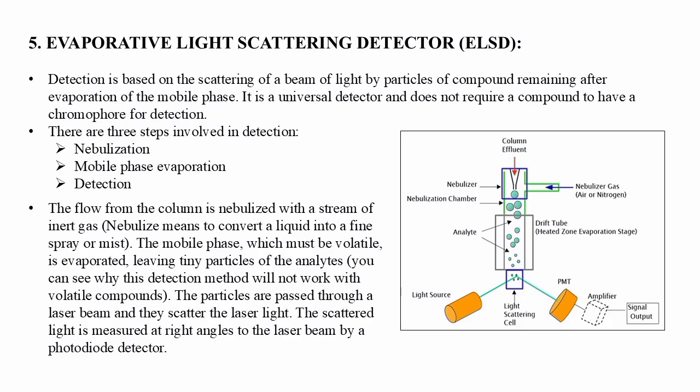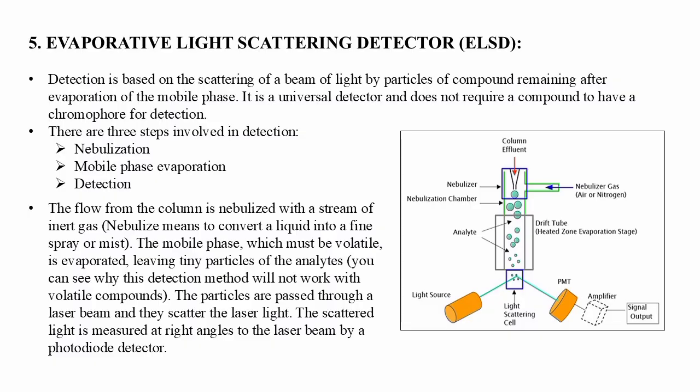Fifth one is the evaporative light scattering detector. Here, detection is based on the scattering of a beam of light by particles of compound remaining after evaporation of the mobile phase. It is a universal detector and does not require a compound to have a chromophore for detection. There are three steps involved in detection: nebulization, mobile phase evaporation, and detection.